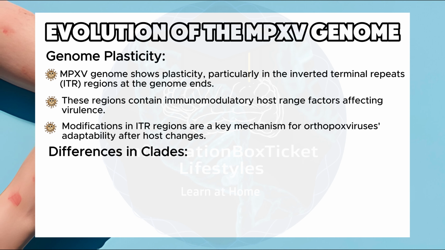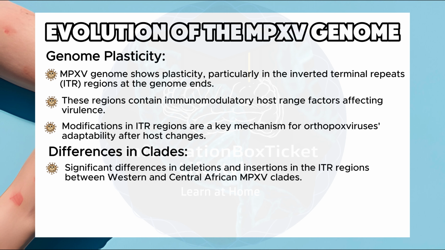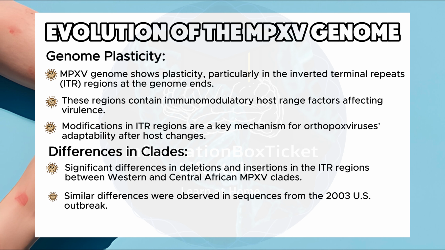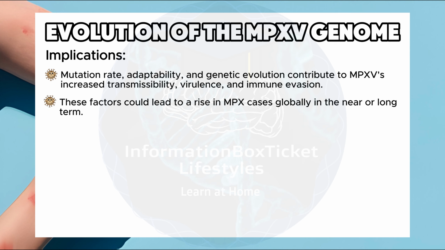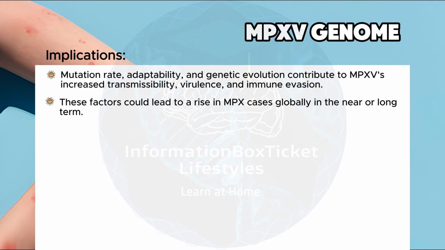Differences in clades. Significant differences in deletions and insertions in the ITR regions exist between Western and Central African MPXV clades. Similar differences were observed in sequences from the 2003 U.S. outbreak. Implications. Mutation rate, adaptability, and genetic evolution contribute to MPXV's increased transmissibility, virulence, and immune evasion. These factors could lead to a rise in MPX cases globally in the near or long term.